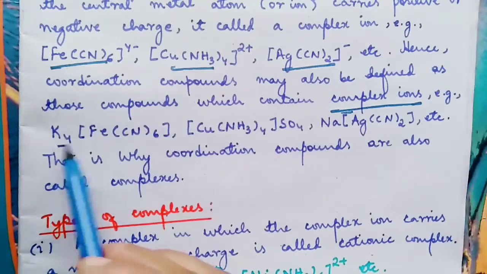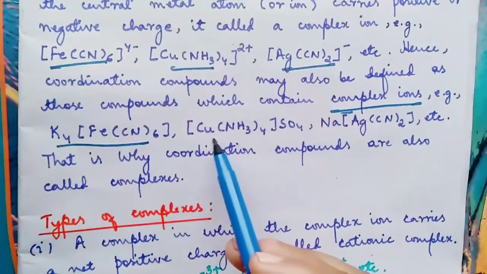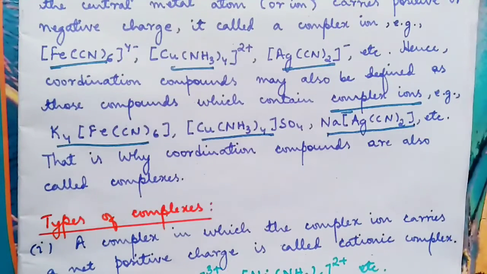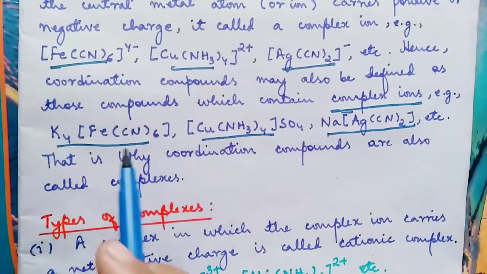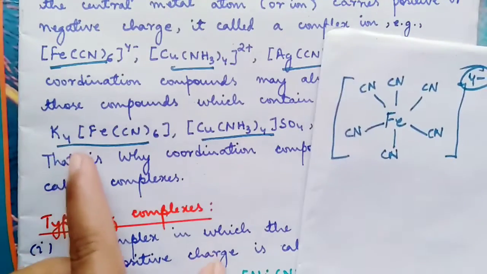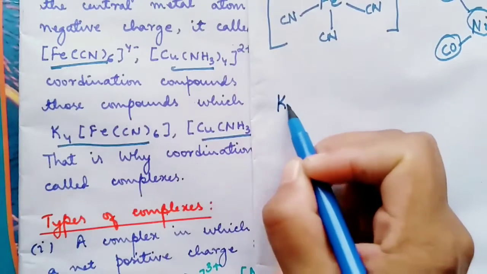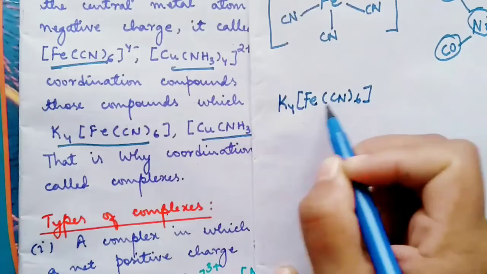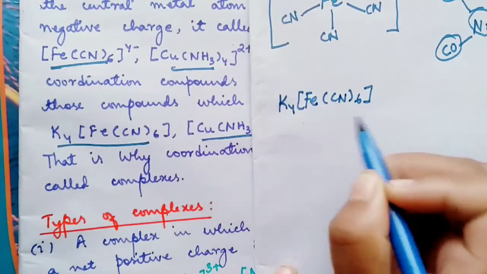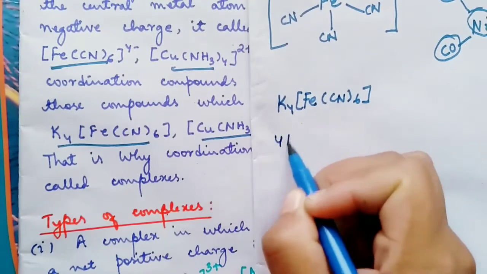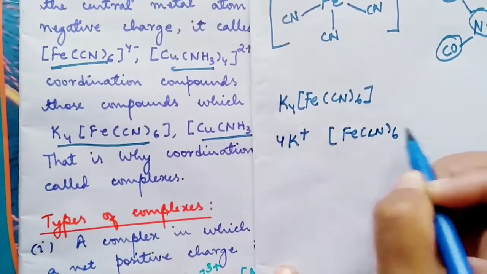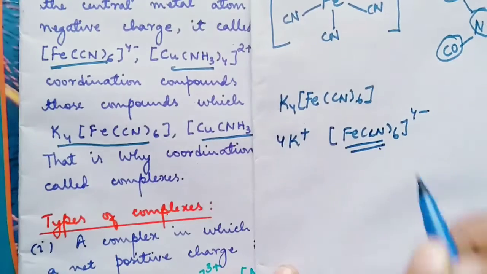For example, these are examples of coordination compounds, also known as complexes, because they contain complex ions. For example, this compound, K4[Fe(CN)6]. In solution, it dissociates into what? Into 4K+ and [Fe(CN)6]4-. So this is a complex ion.